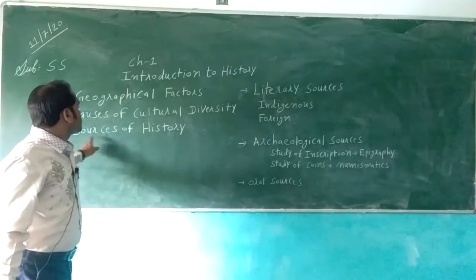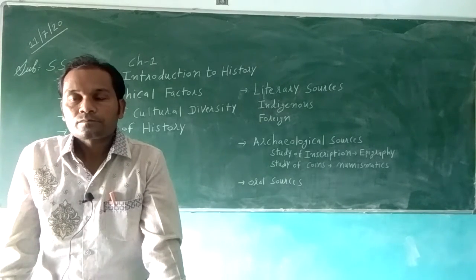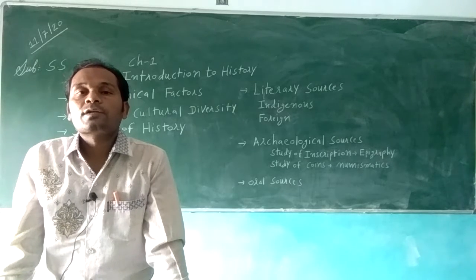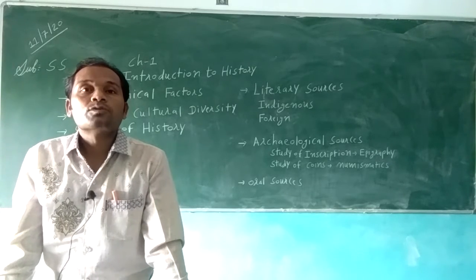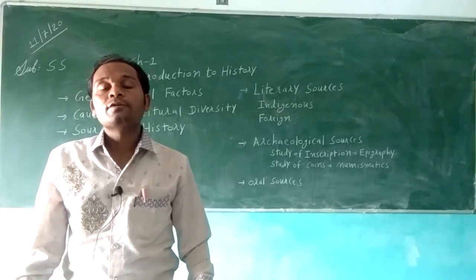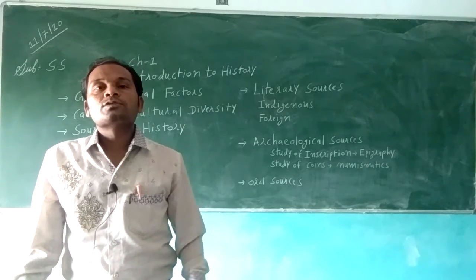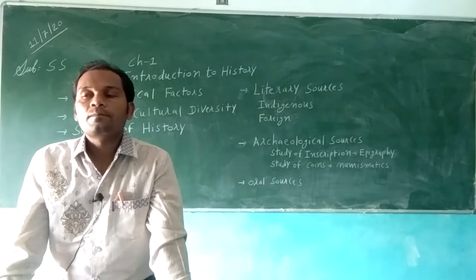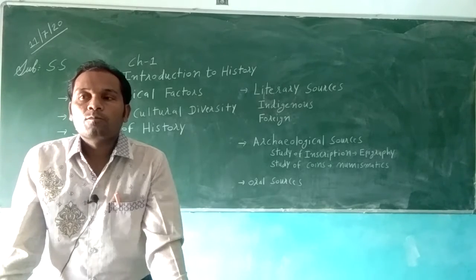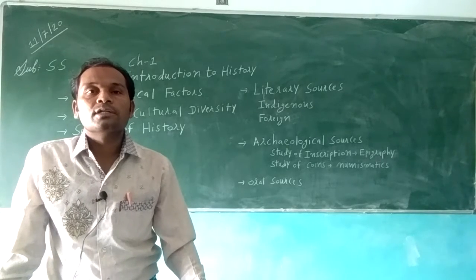Next thing is the sources of history. There are many sources of history. The main sources are literary sources, archaeological sources, and oral sources. Literary sources are the written documents. Written documents are called literary sources. Then archaeological sources. Archaeological sources means some kind of stones, some coins you will get, monuments, caves, and paintings. All of these are called archaeological sources.